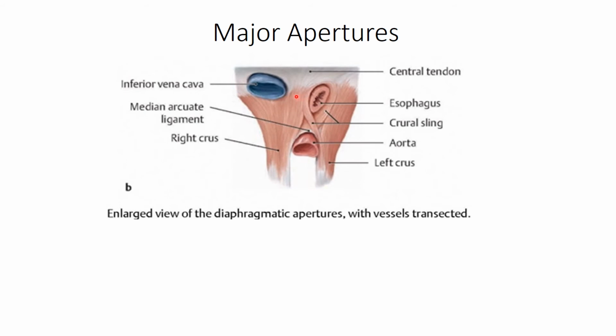which is 2.5 centimeter long. Now the superior most aperture is this, the inferior vena cava, and this is lying in this central fibrous portion and towards the right.